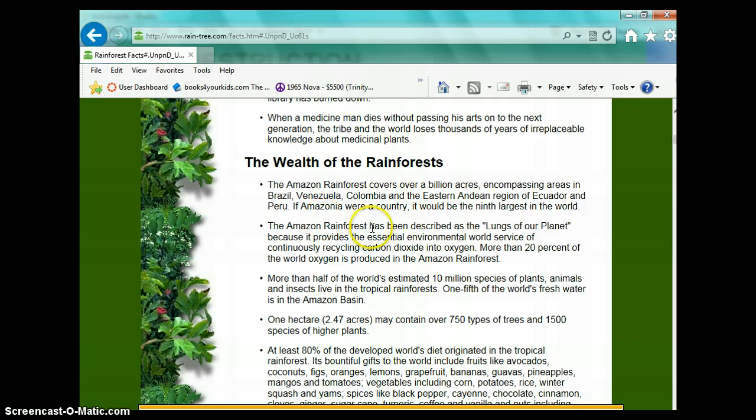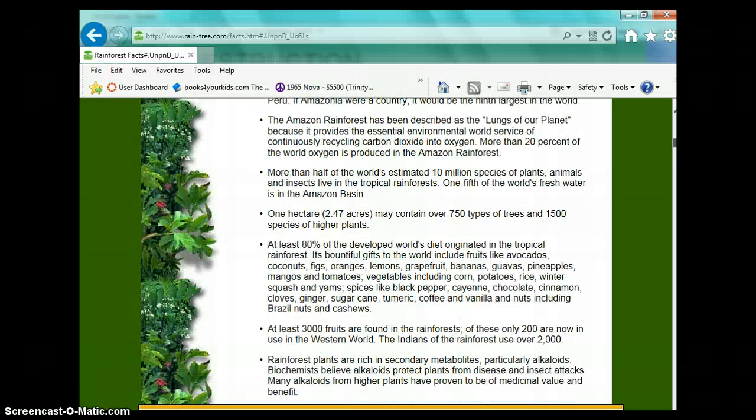Also, they call the Amazon rainforest the lungs of our planet. It actually provides us with most of the oxygen on Earth. More than 20% of the world's oxygen alone is produced in the Amazon rainforest. Besides species diversity, medicine abilities, and the oxygen we breathe, the rainforest provides us with 80% of our world's diet.